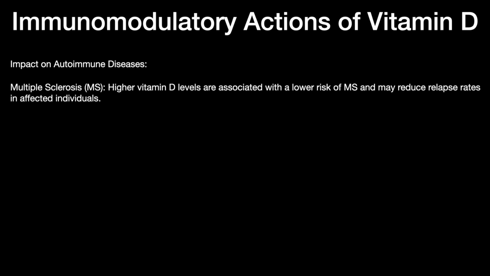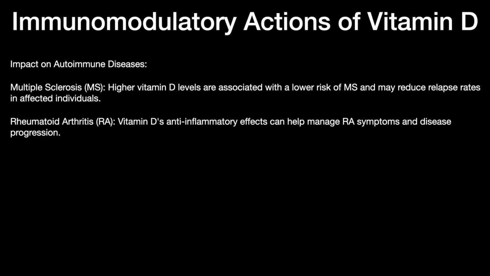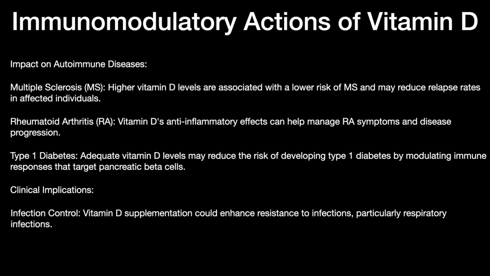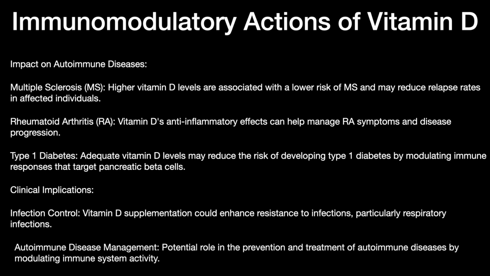Now, the impact on autoimmune diseases is also very important. Multiple sclerosis: vitamin D levels have been associated with lower risk of multiple sclerosis and may reduce the incidence of relapse. The next is rheumatoid arthritis, where vitamin D can affect the symptoms and disease progression. Type 1 diabetes, same, it reduces the risk of development of type 1 diabetes by modulating the immune regulation of the target pancreatic beta cells. The clinical implications being infection control is enhanced with vitamin D supplementation.